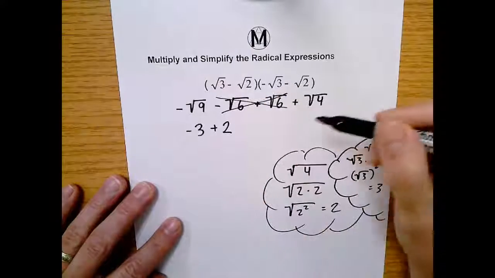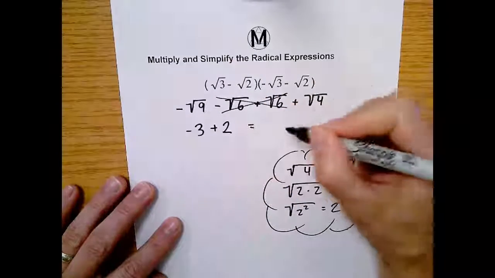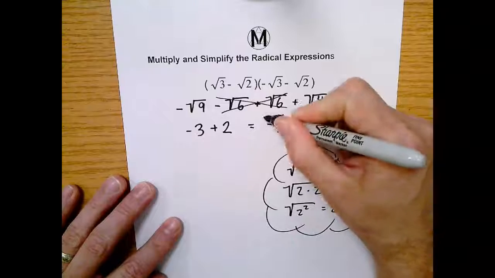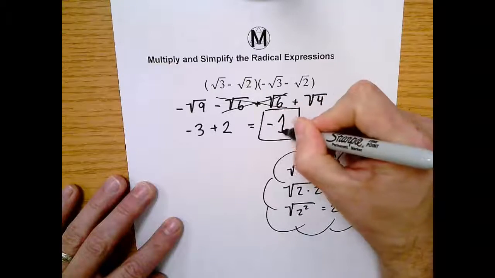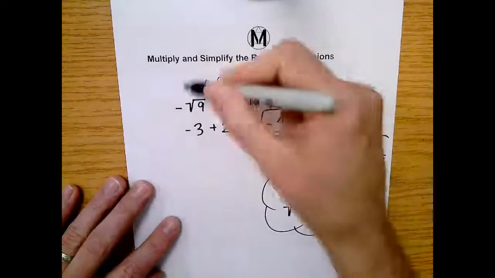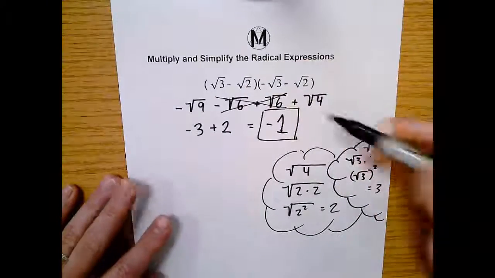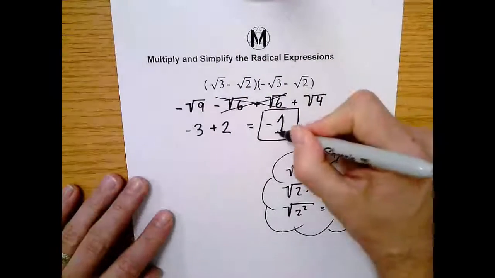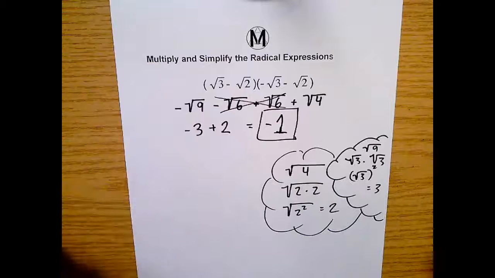Okay, and then we say, well, what is negative 3 plus 2? Negative 3 plus 2 is negative 1. And voila, you're done. You did it. That was a very good job. We took all of this, we multiplied it, and simplified it all the way down into a lovely, simple, elegant little negative 1. Good job.